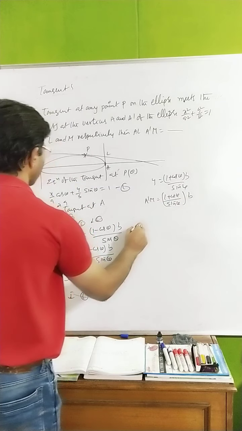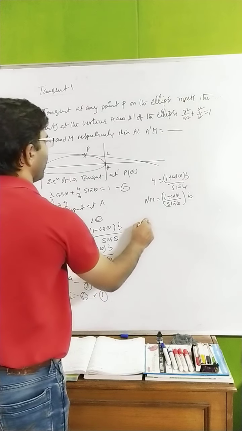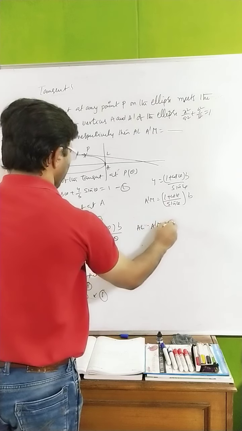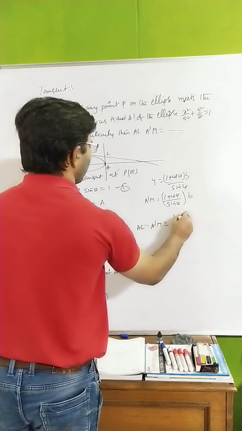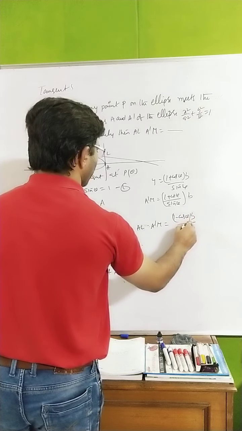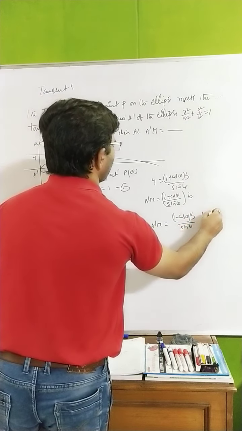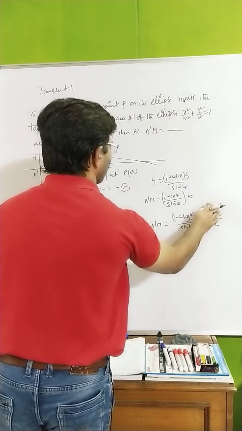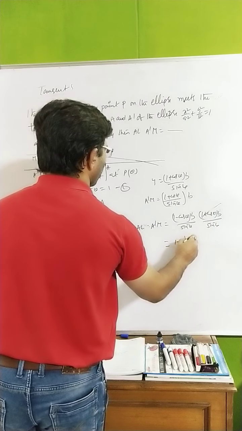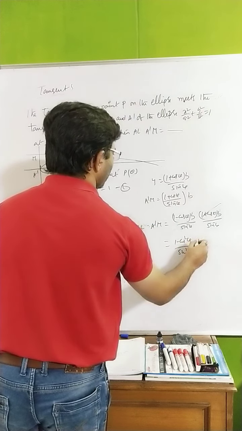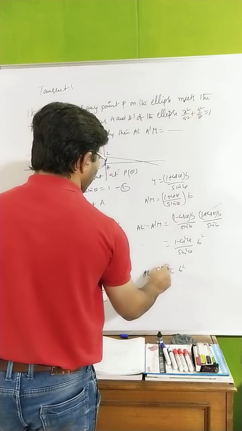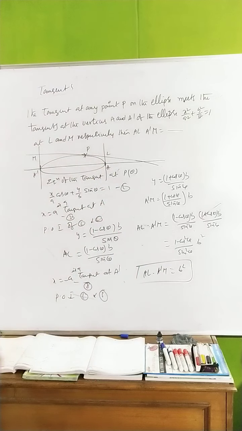But that fellow is asking here AL comma A dash M, that means you just multiply these two: (1 minus cos theta) into b divided by sin theta and (1 plus cos theta) into b divided by sin theta. So we'll get (1 minus cos square theta) by sin square theta into b square, so only b square. AL into A dash M is nothing but b square we are getting here.